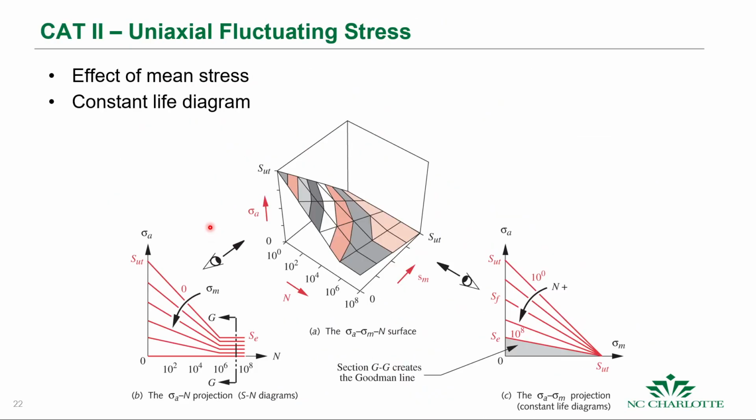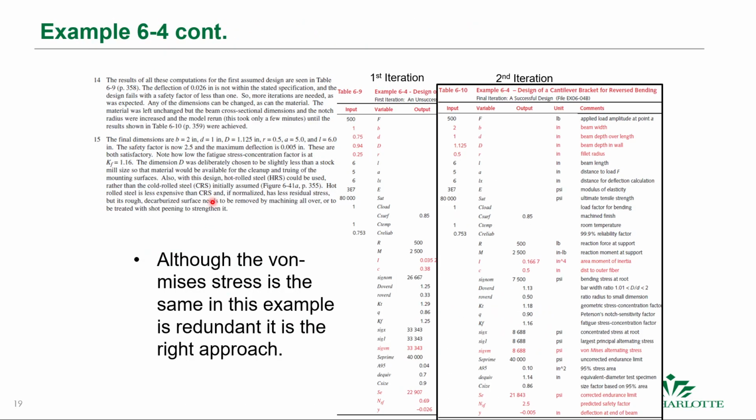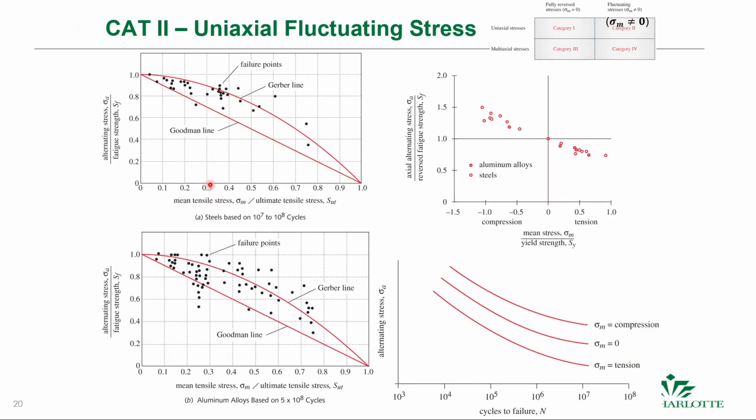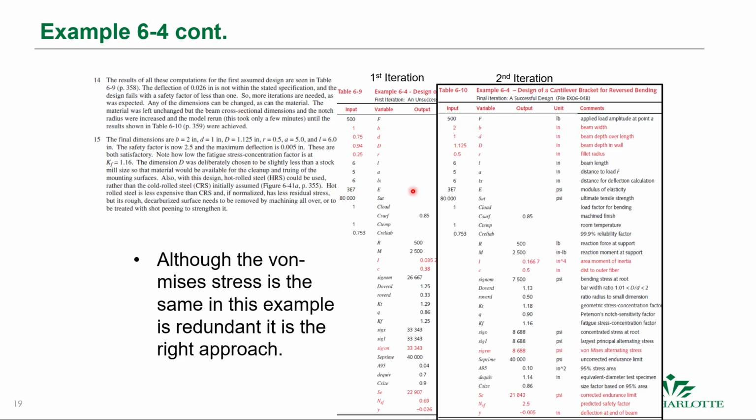So we'll talk more about this next time. We'll stop here and we will pick it up in our next lecture and talk about how we calculate the safety factors for these designs when we have this alternating stress and mean stress.